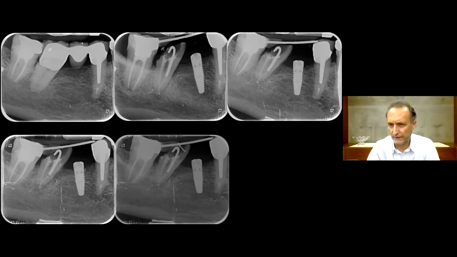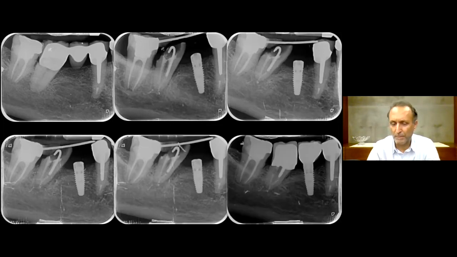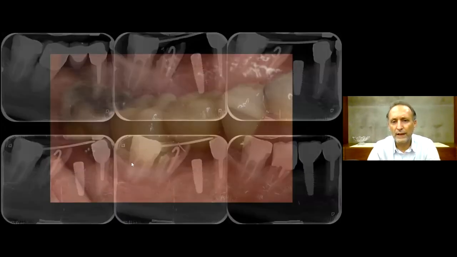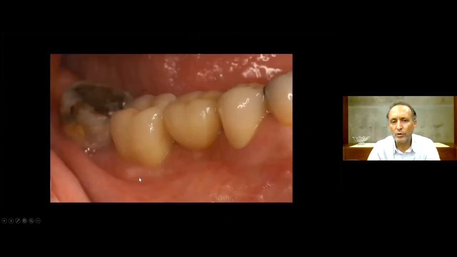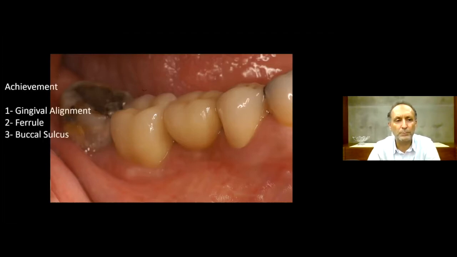No angular defects anymore, bone level properly arranged, and you can see that this is the situation in the area where the molar was too deep and there is no buccal sulcus. Now we have a buccal sulcus with an attached band of gingiva that will protect the tooth from periodontal problems. So gingival alignment, ferrule effect, buccal sulcus.